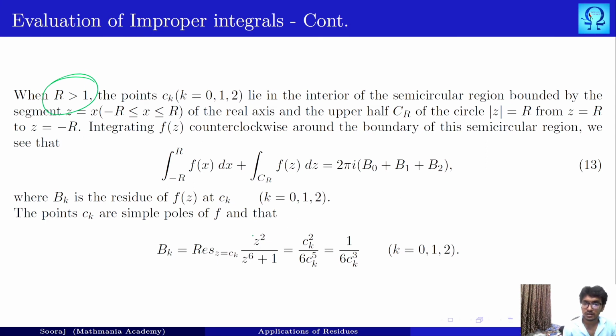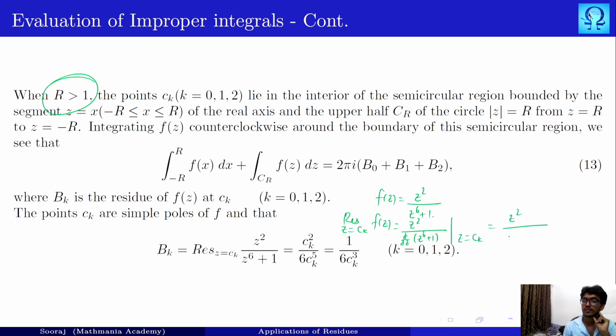Here the function is z squared upon z power 6 plus 1. When we are trying to find the residue at ck, where k runs from 0, 1, 2, we write the numerator as it is, differentiate the denominator once, and evaluate this at the point ck. This is nothing but z squared upon 6 z to the power 5 evaluated at z equals ck. So this is nothing but 1 upon 6 z cube evaluated at the point z equals ck. When you substitute, you are going to get this quantity.